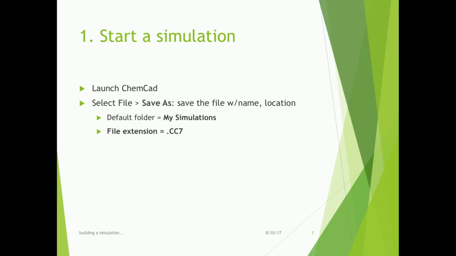Okay, so the first thing we're going to do is launch KEMCAD. And so what I suggest you do is, as soon as you're starting a new file, you save this file with the name and the location. There's a default folder that you might use, which is My Simulations. The file extension for the problem is going to be .cc7 for KEMCAD 7. So that will appear automatically after you've put a name to it and decided where you're going to place it on your computer.